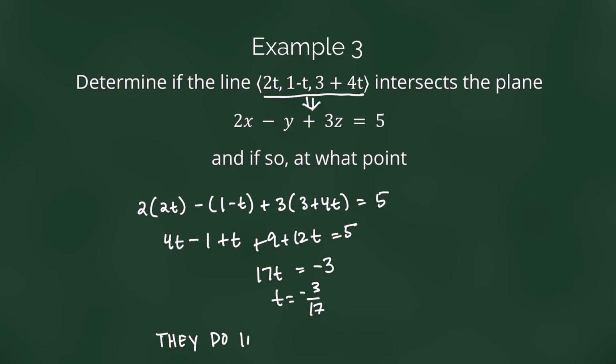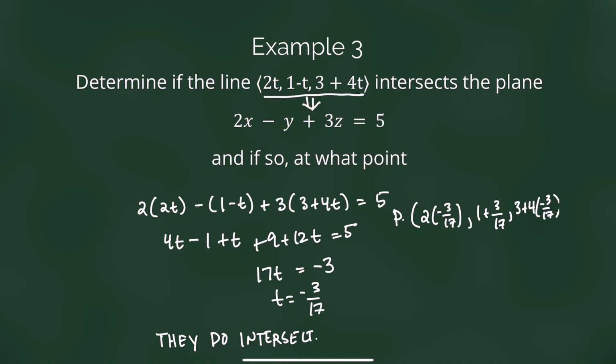If they didn't, we would have ended up with no solution to our equation. Now we need to figure out where they intersect. Well, they're going to intersect at the point 2 times -3/17, 1 minus -3/17, which becomes 1 plus 3/17, and then 3 plus 4 times -3/17. And so if we tidy that number up, this is our point of intersection.